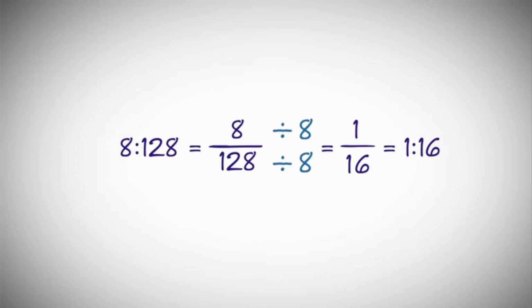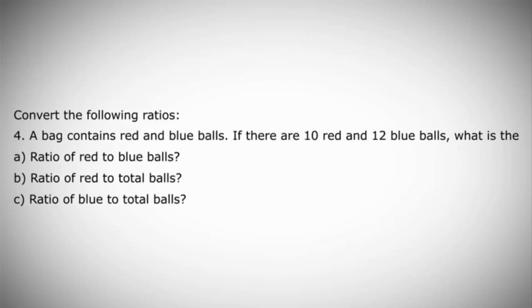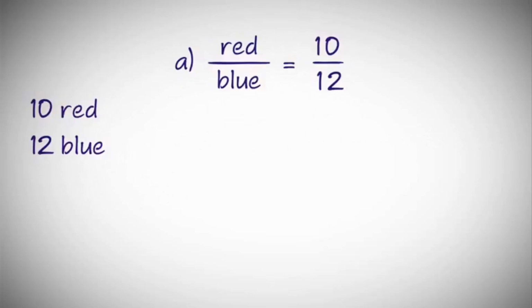The next example that we're going to take a look at is number 4. A bag contains red and blue balls. If there are 10 red and 12 blue balls, what is the ratio of red to blue balls? Since we know the actual values, all we need to do is express those actual values in the correct order in order to determine the ratio. So, we've got 10 red balls, 12 blue balls. Our ratio is going to be 10 over 12. In order to reduce that fraction, or that ratio, all we need to do is divide the top and the bottom by 2 to give us 5 over 6.